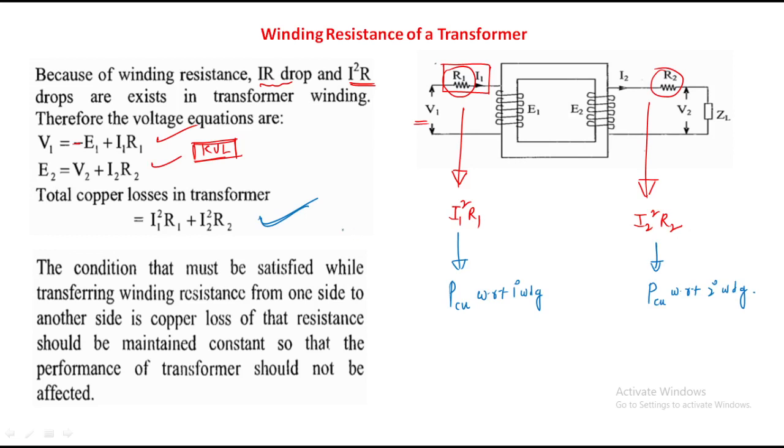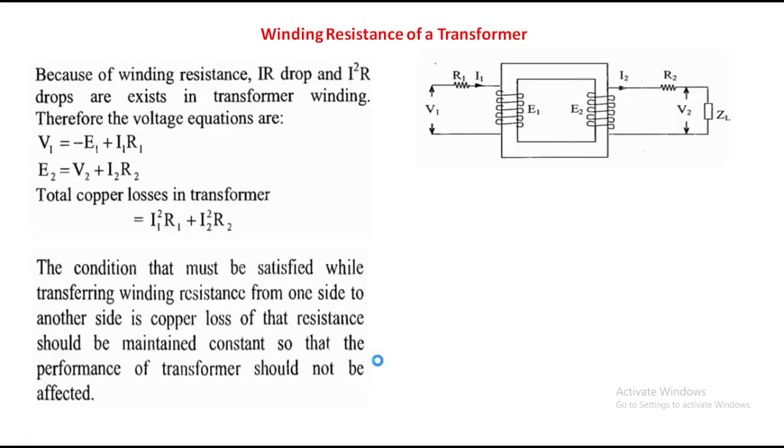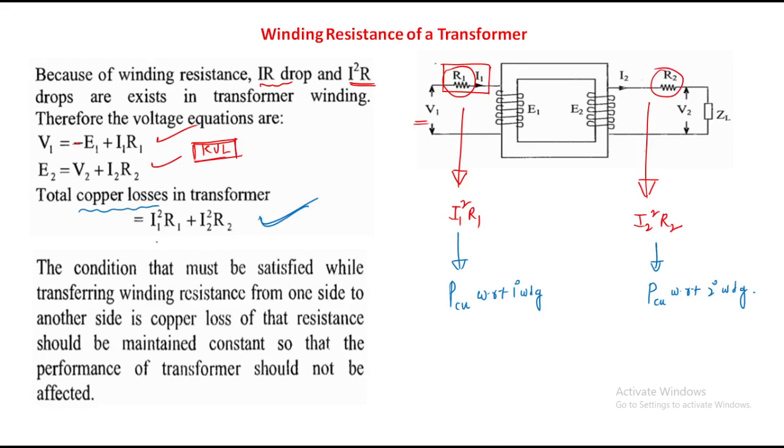So what is the effect of winding resistance? Due to the winding resistance, we are going to get the copper losses in the transformer. So the condition that must be satisfied while transferring winding resistance from one side to another side is that the copper loss of that resistance should be maintained constant, so that the performance of the transformer is not affected. So what is the total copper loss formula? I1 square R1 plus I2 square R2.